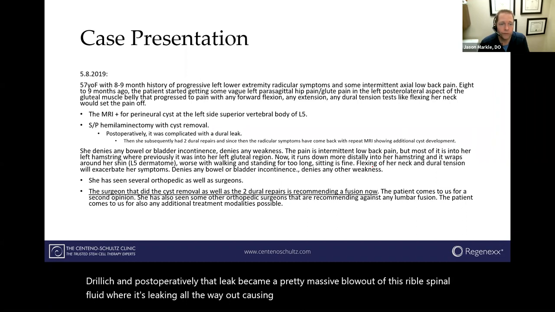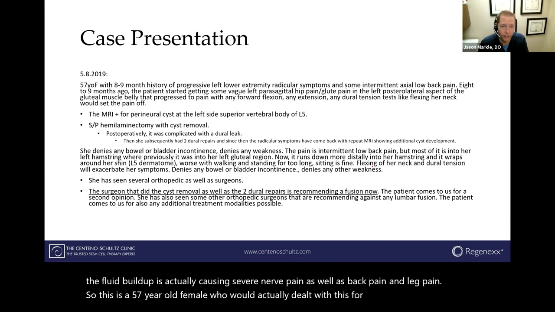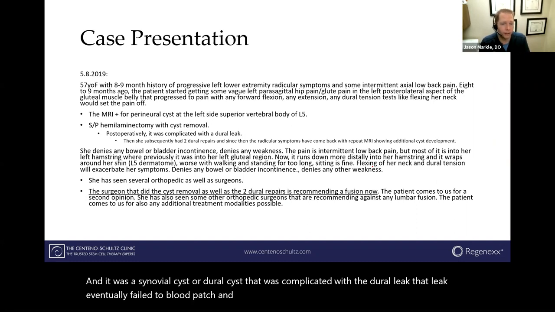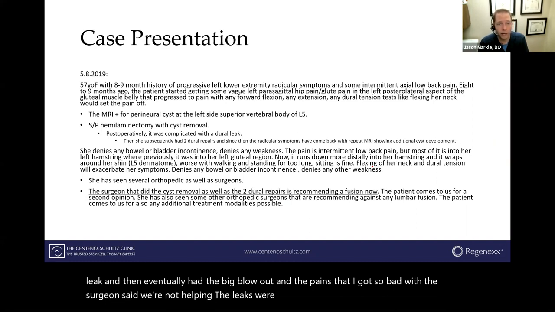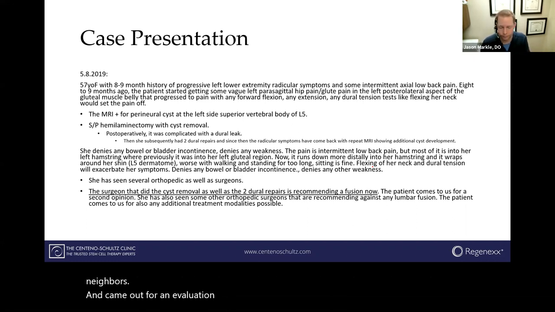So this is a 57-year-old female who actually dealt with this for almost a year, so 9 months before she got to myself. And it was a synovial cyst or dural cyst that was complicated with the dural leak. That leak eventually failed the blood patch, and then the surgeon went back in there to try to repair the leak, and then eventually had the big blowout, and the pain got so bad where the surgeon said, well, we're not helping the leak, we're just going to fuse the whole spine. And then she came to us for an alternative to the actual fusion. She had heard about us through one of her neighbors and came out for an evaluation. We were able to do something.